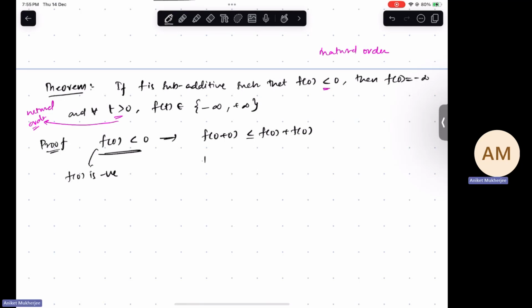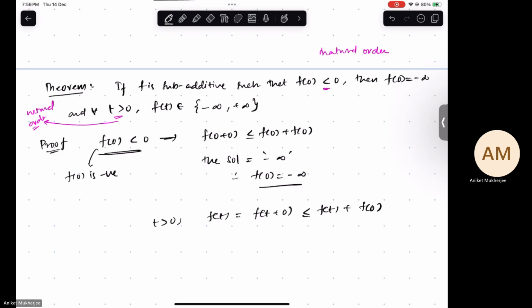So the only solution that this equation can take is -infinity. Therefore, f of 0 equals -infinity, because if you take any other negative value, the inequality won't be satisfied. Similarly, for all t greater than 0, f(t) you can write as f(t + 0), which is less than or equal to f(t) + f(0), right?